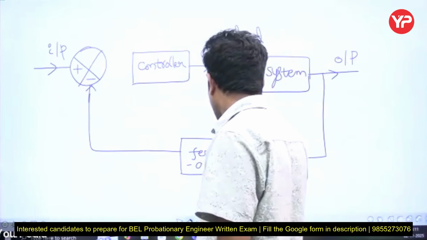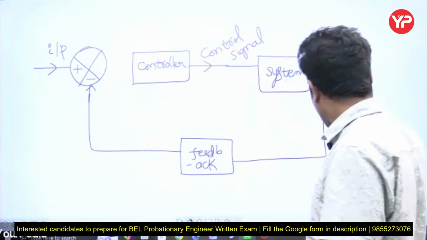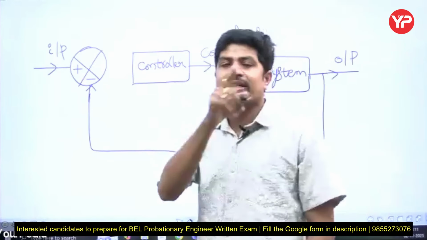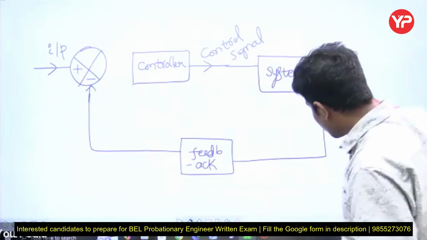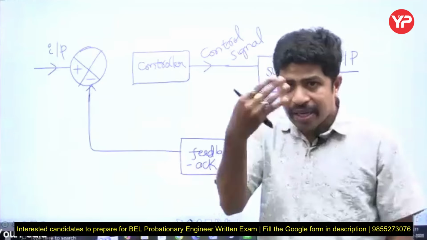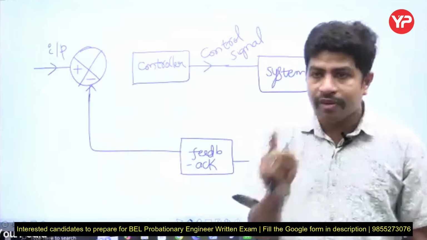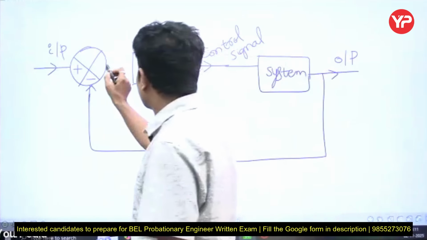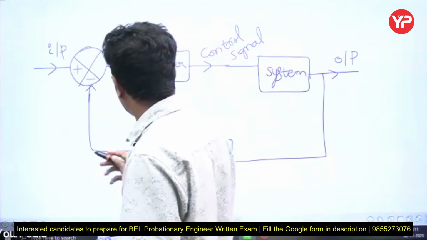Feedback. Okay, yeah, we are feeding back output to the input. Don't misunderstand, sir. Output is 500. How much are we feeding back? Practically, the output is not going back. We just give the output value to this comparator so that it will compare.